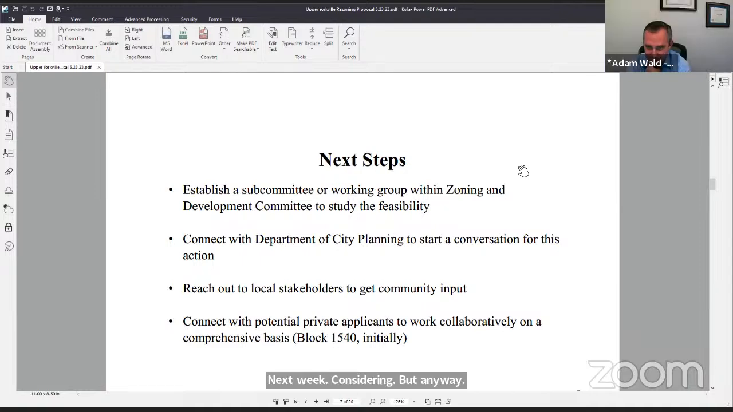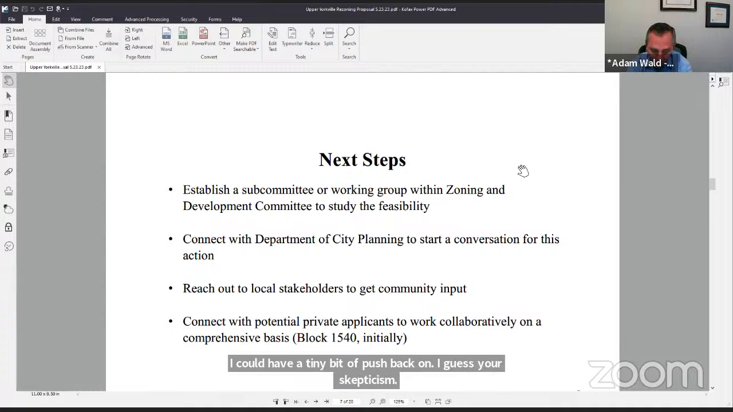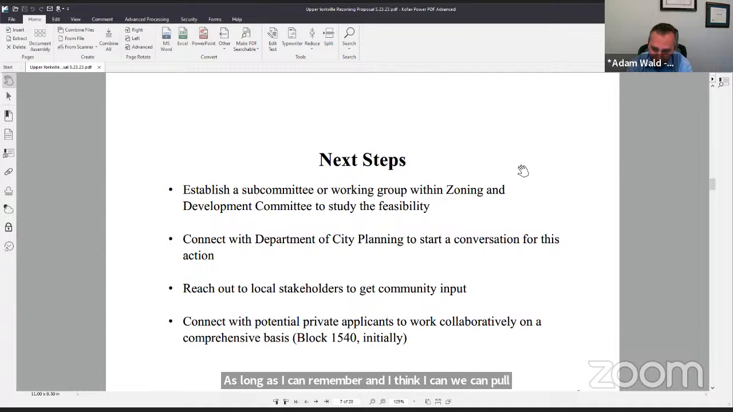If I could, I just want to have a tiny bit of pushback on your skepticism. As long as I can remember, and we can pull up the historic district need statements, affordable housing has been the number one need. Can anyone think of a single initiative that this board has put forth to promote affordable housing in 10 years? At some point, you have to stop paying lip service to these district need statements, essentially lying in the production of these documents, and step up and promote the development of affordable housing. Because so far, nothing has been done.